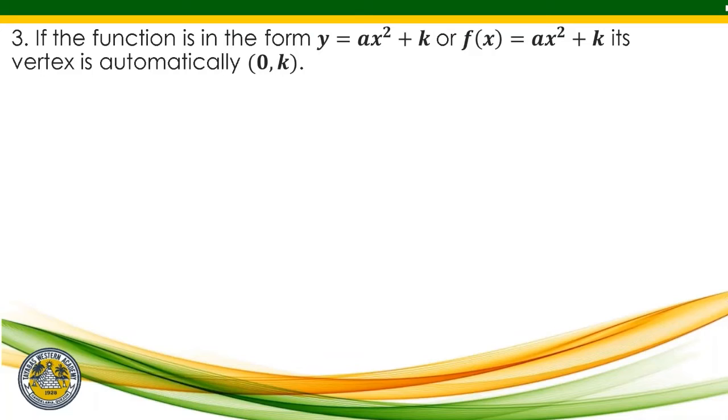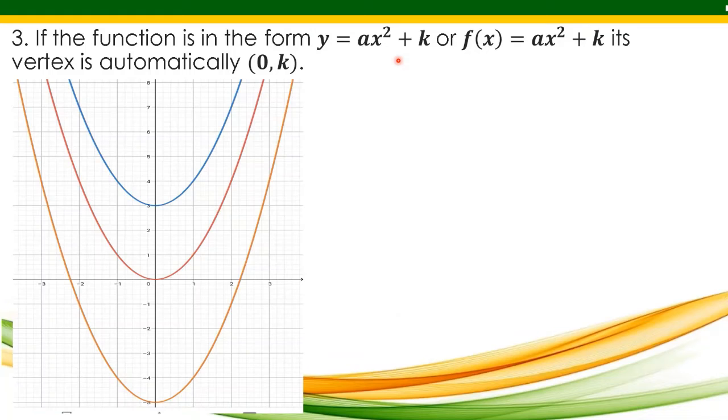Okay. Number 3, on page 196, if the function is in the form of y is equal to ax squared plus k, or f of x is equal to ax squared plus k, its vertex is automatically 0 and k. So kapag wala tayong value ng h, meron lang tayong k, so ibig sabihin, may value lang tayo ay yung y-intercept. Wala tayong value ng x. So 0 yung x. Ganito ang maging itsura ng inyong parabola or graph.